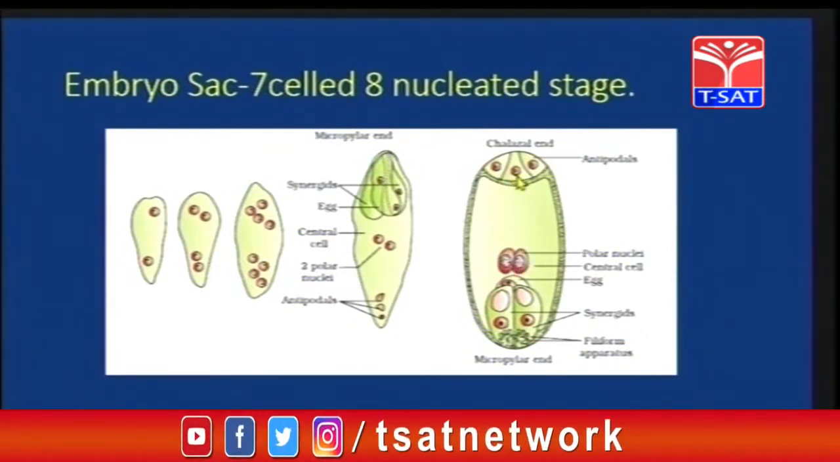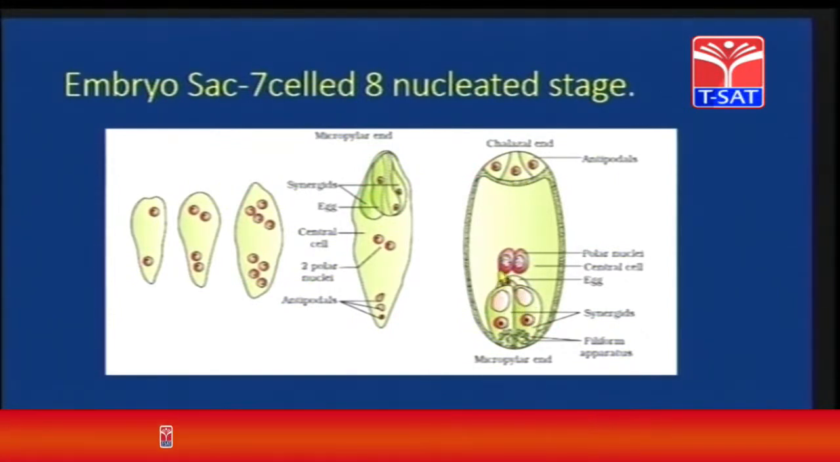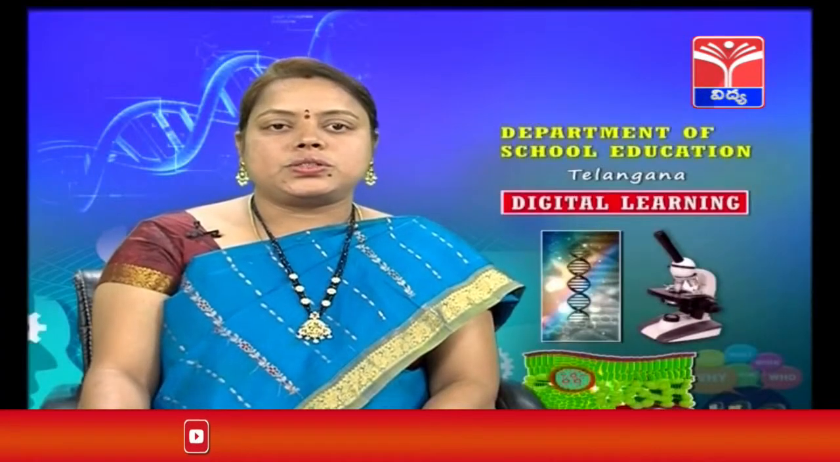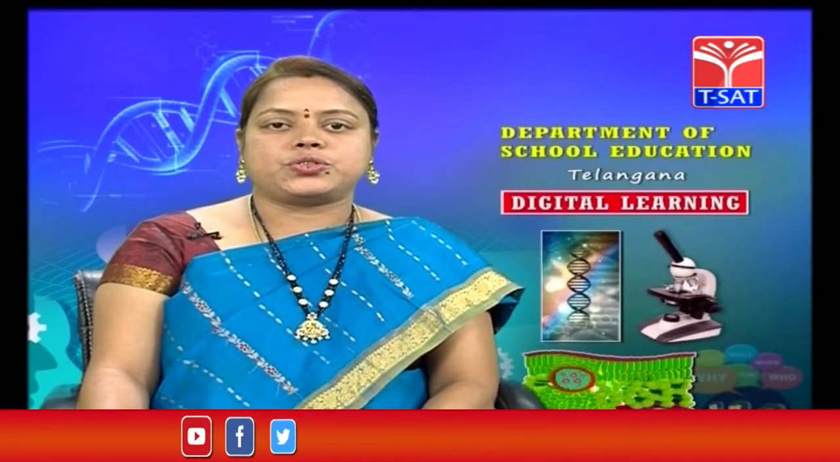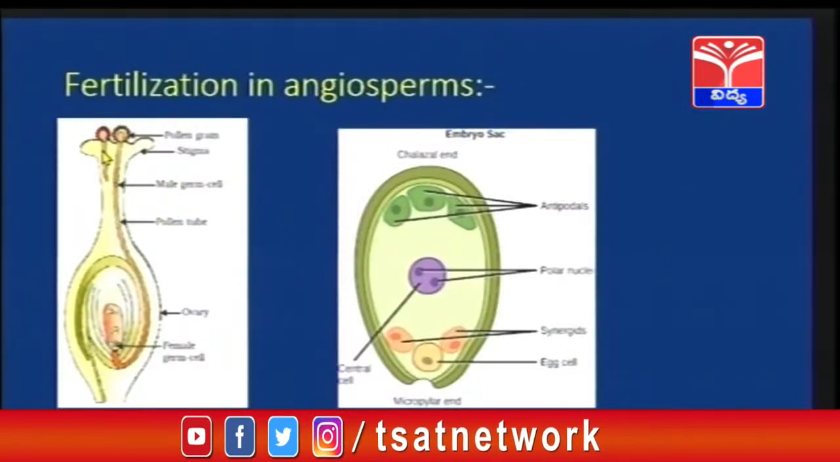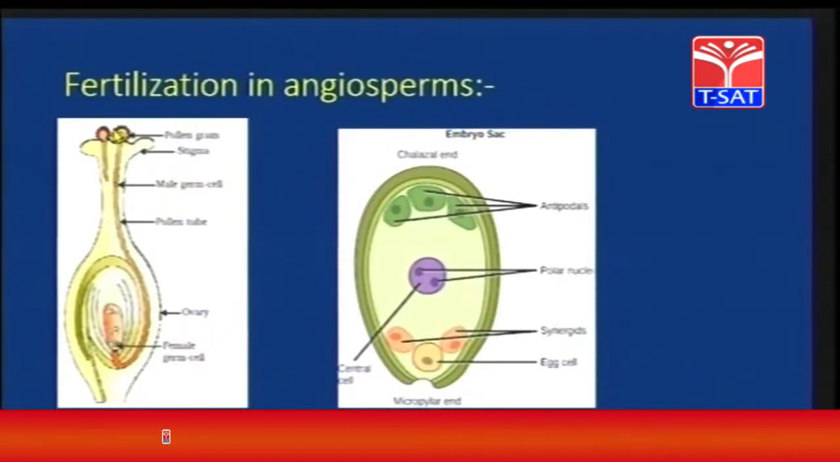So 3 cells towards the upper side plus 3 cells towards the lower side and 1 cell consisting of 2 nuclei. So it is the 7-celled 8-nucleated stage. Now let us know the fertilization in angiosperms. Children, in this image I will tell you how the pollen grain will move towards the embryo sac.